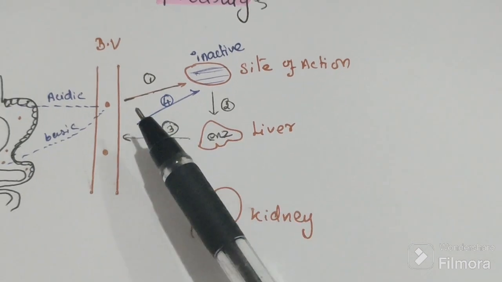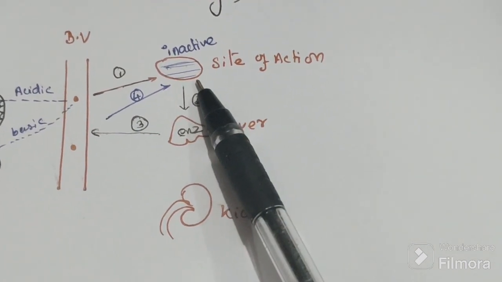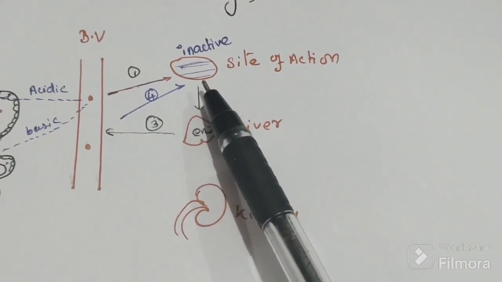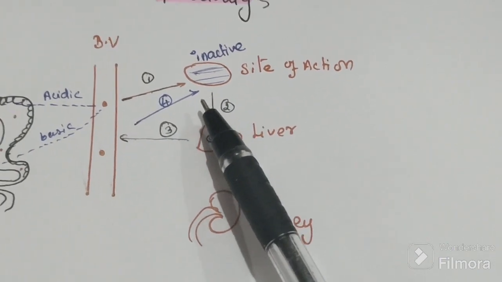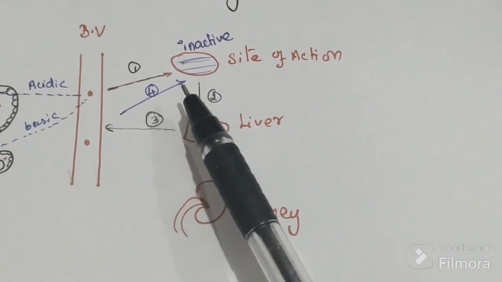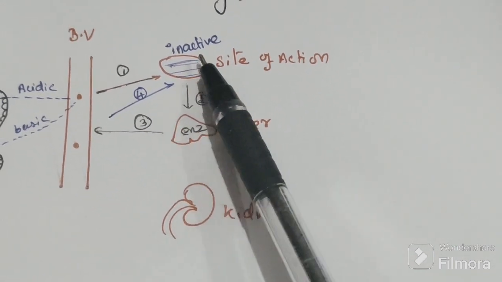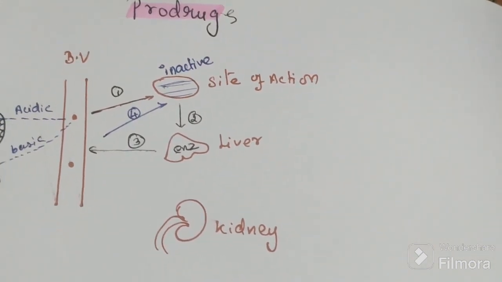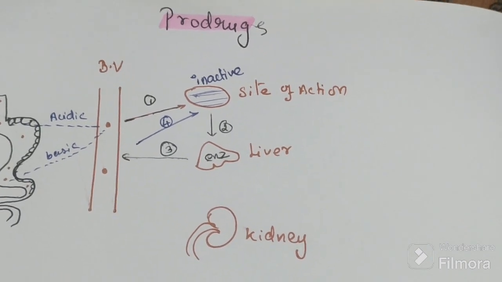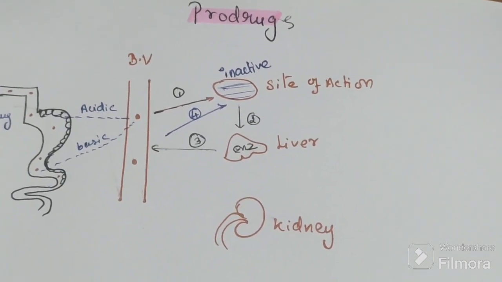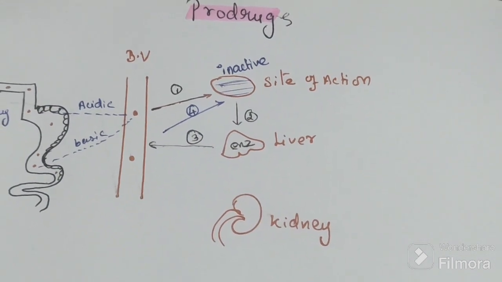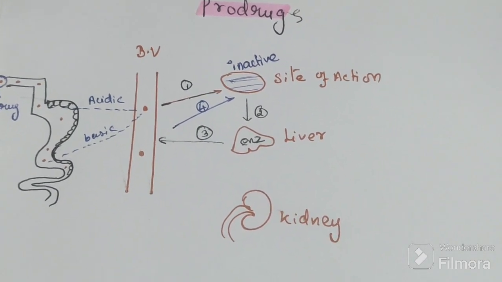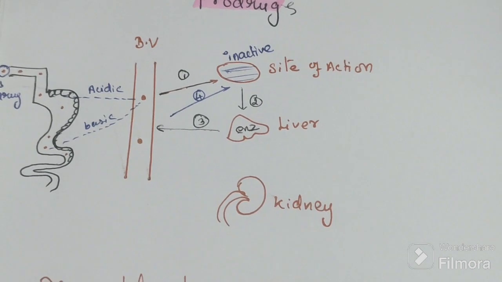But unfortunately, this drug is inactive now. It cannot show its mechanism of action. Not all drugs are inactive, only some drugs. These drugs are known as prodrugs. Pro means inactive. So these are prodrugs. They will become active. How will they become active and show their mechanism of action?